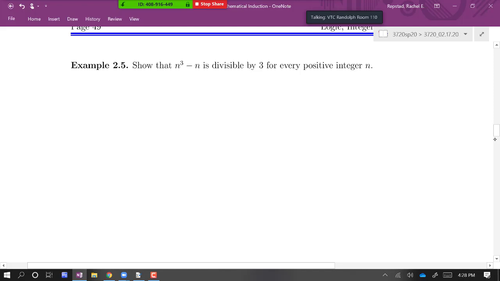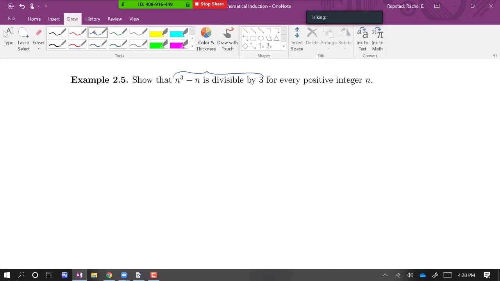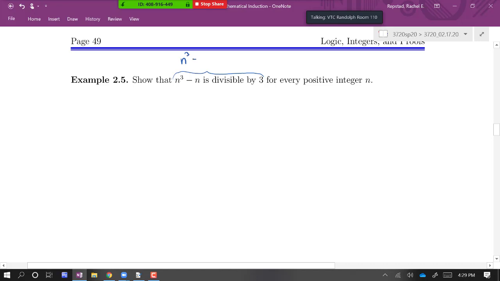Okay, so let's do another one. We're going to show that n cubed minus n is divisible by 3. And another way of saying that it's divisible by 3 is to say that n cubed minus n is equal to 3 times k for some integer k. And I think that will be the helpful way of thinking of divisibility. If it's divisible by 3, that means it is a multiple of 3. And so thinking of it as a multiple of 3 is, I think, a helpful way to go about it.